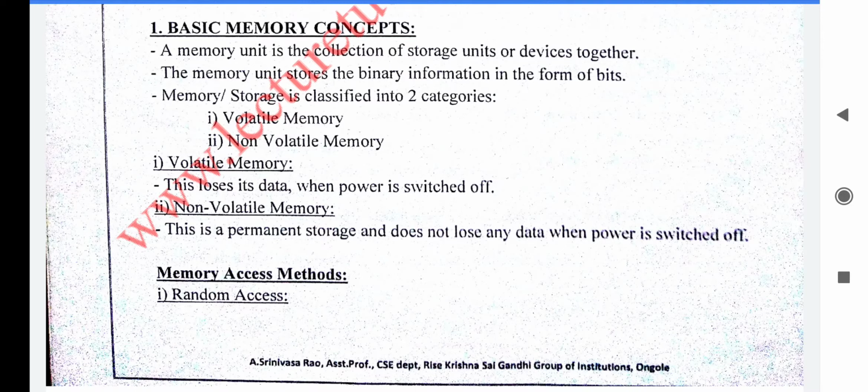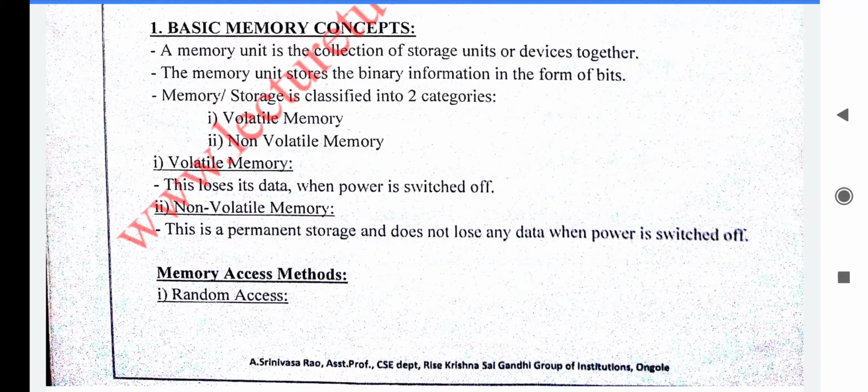Hope you understand the difference between volatile and non-volatile. Volatile memory means it loses its data when power is switched off. Whenever the power is turned off once, the data is lost. That memory is called volatile memory.